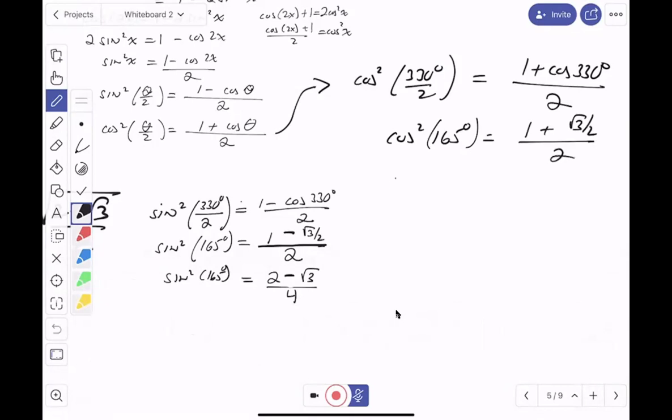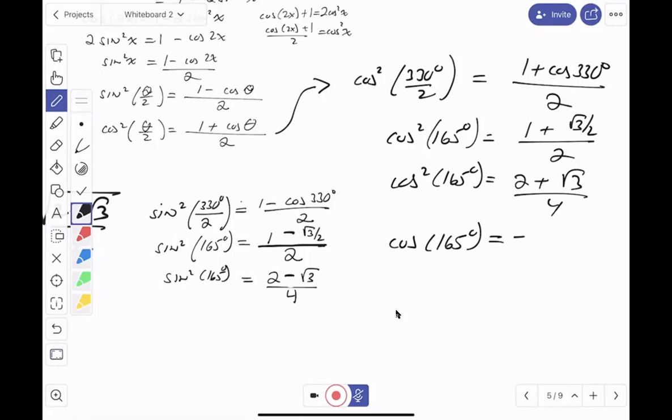Over 2. Cosine squared of 165 degrees. I can multiply top and bottom by 2. This would be 2 plus root 3 over 4. And now what I've got to do is figure out what the cosine of 165 degrees is. It does require some thinking, because it could be plus or minus. I hope you realize we're in the second quadrant. It's got to be negative. So it's minus the square root of 2 plus root 3 over 2.